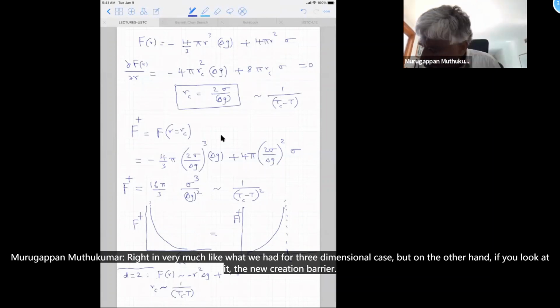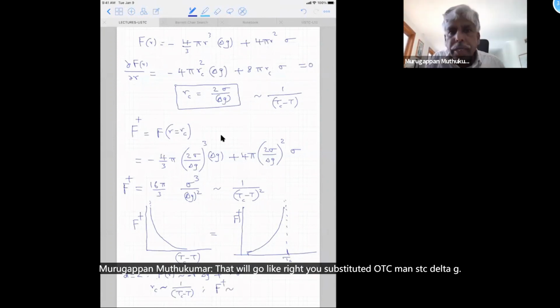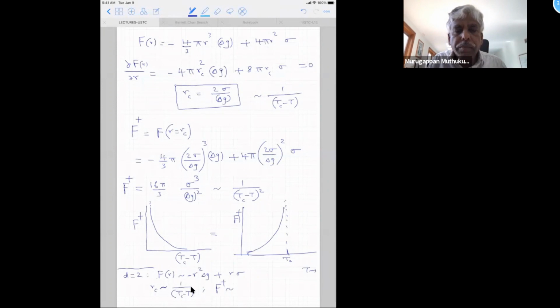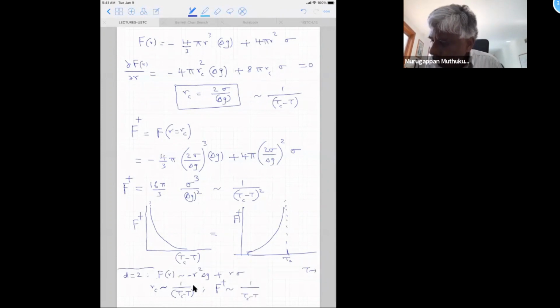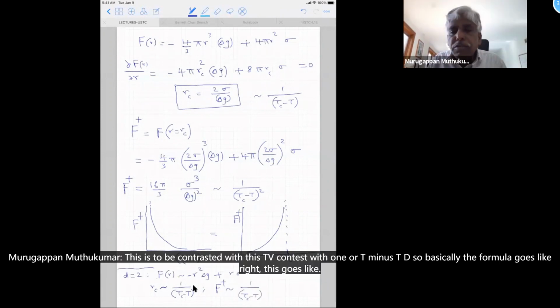But on the other hand, if you look at the nucleation barrier, you substitute 1 over TC minus T for delta G, and R squared will be 1 over delta G squared. So what it'll do is, this will go like 1 over TC minus T. This is to be contrasted with 1 over TC minus T to the power of d. So basically the formula goes like this.